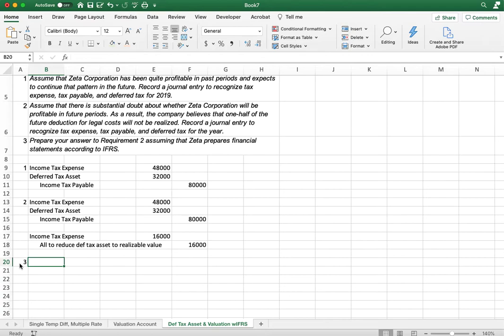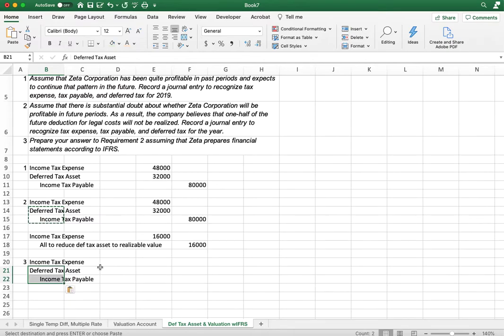And so under IFRS, a valuation allowance is not recognized. Instead, the deferred tax asset is recognized at the amount for which it is probable that the company will have sufficient future taxable income against which to utilize the deferred tax asset. And so we'll have our income tax expense, deferred tax asset, and our income tax payable. So I'm just going to copy those down.